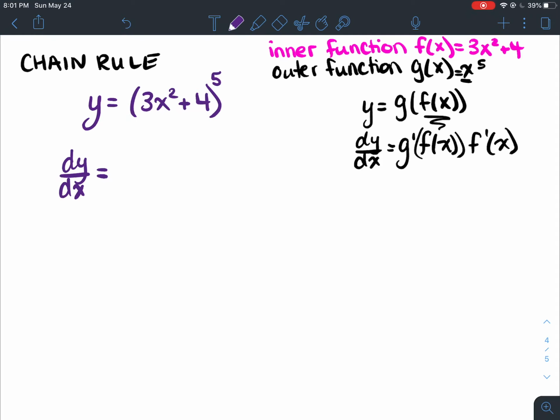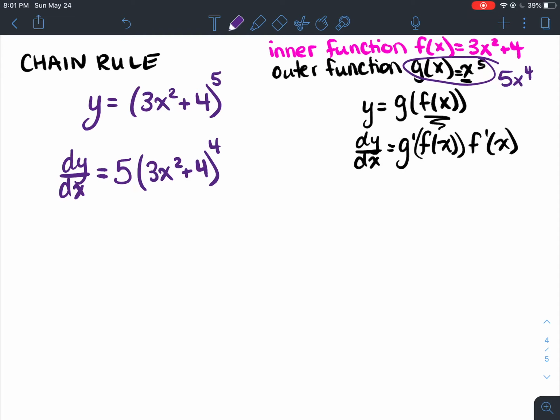So using power rule, I bring my 5 out front. I would write my x, although in this case it's 3x squared plus 4. Subtract 1 from the exponent, so it becomes a 4. So that is the derivative of my outer function. Basically, it's the derivative of this, right? It becomes 5x to the power 4, but instead of an x, we have this whole chunk.